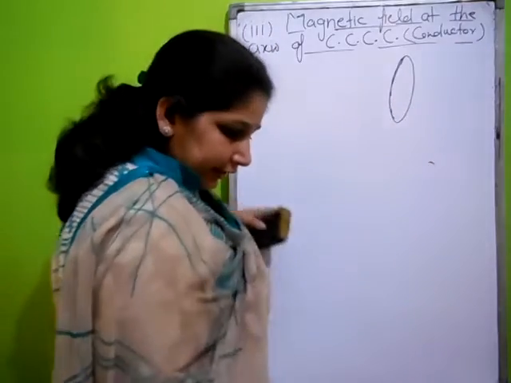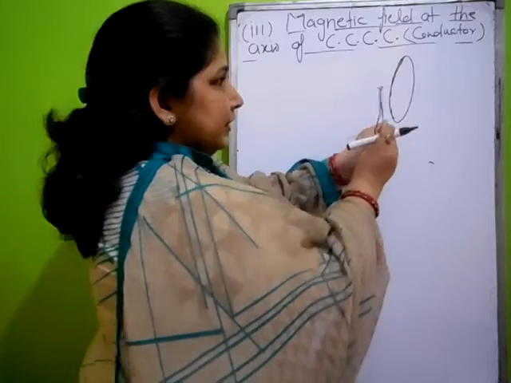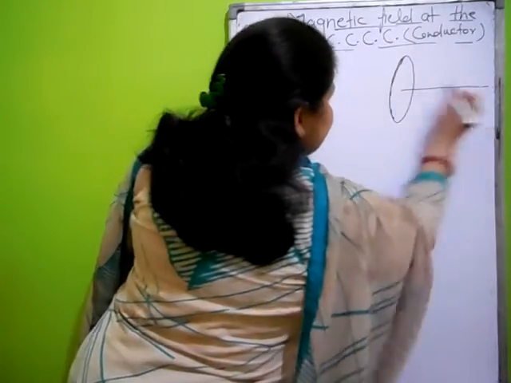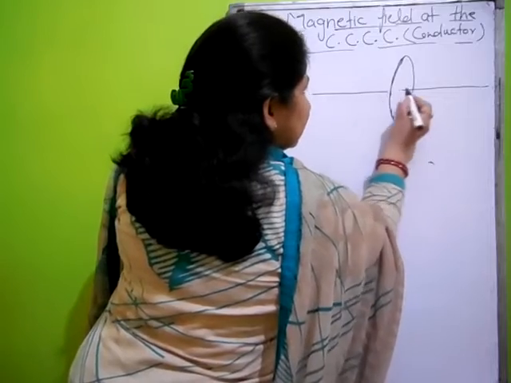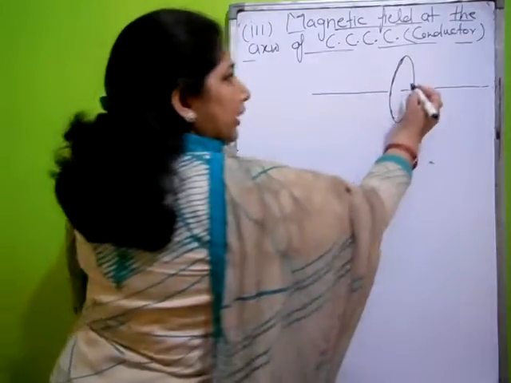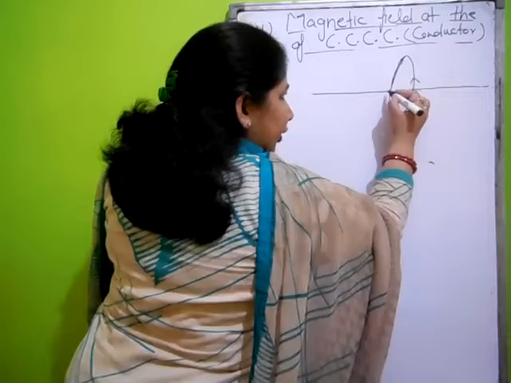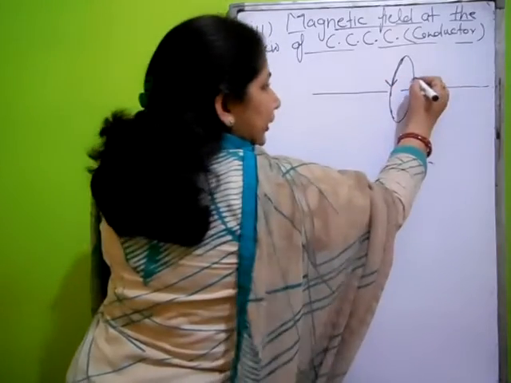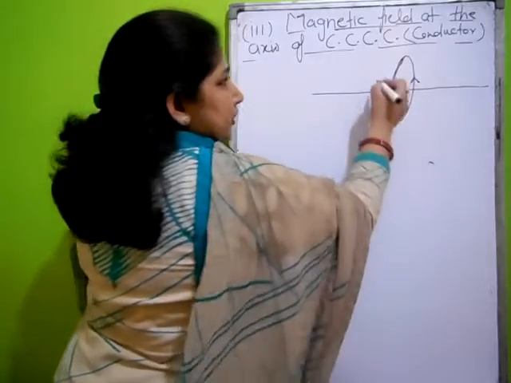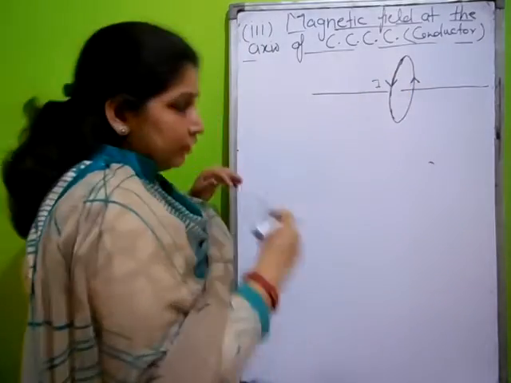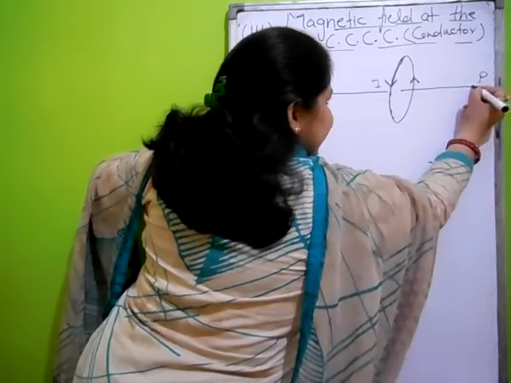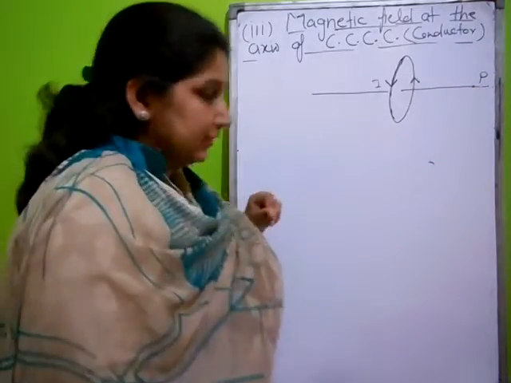If we place the circular current carrying coil like this, this is the axis of the current carrying coil, and the current is in the anti-clockwise direction. This is I. Got it? Now we have to find the magnetic field at a point on the axis. We will consider a point P at the axis.